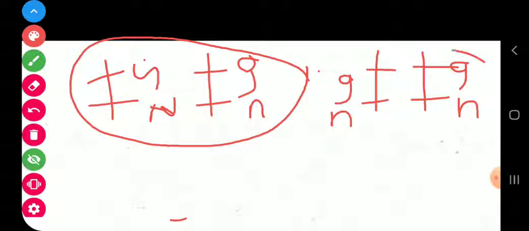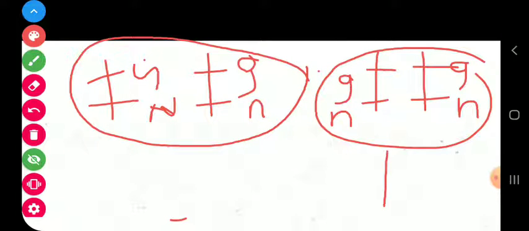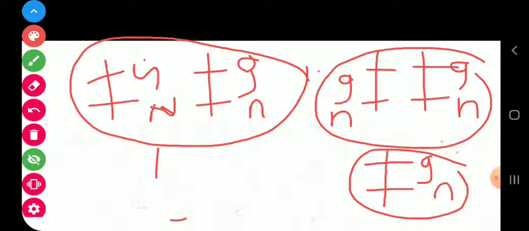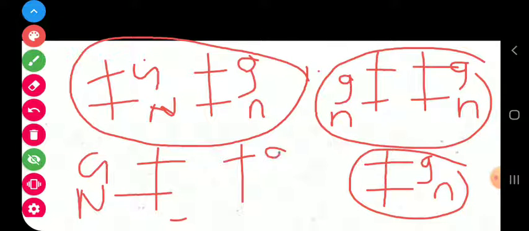Hope it's clear. Now, this is the organism. Then we have to do a test cross: small g, small n, small g, small n. Now what happens when you produce gametes? You have this same type, small g, small n, and you have two different types, right? Capital G, capital N, and small g, small n.